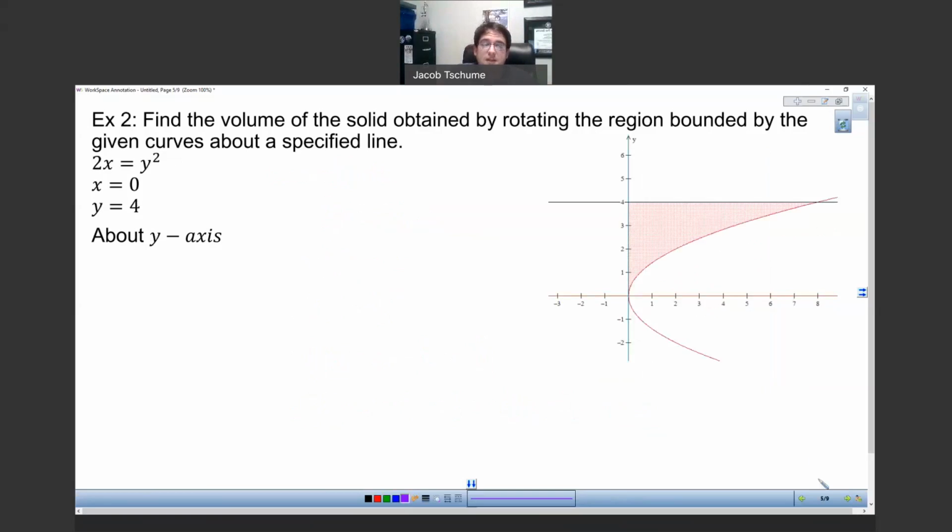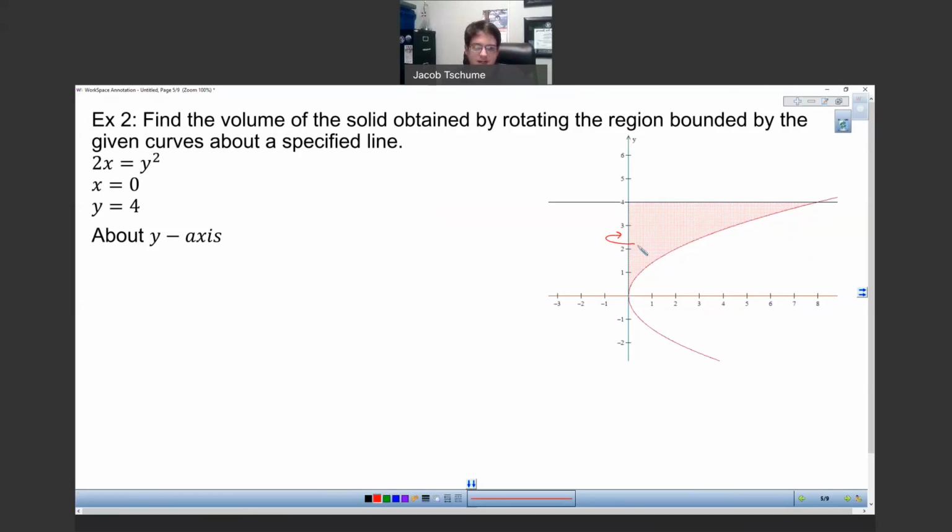Now the disk method can also be used around the y-axis, so let me show you an example of that. So this time you're given the function 2x equals y squared, bounded by x equals 0 and y equals 4, which generates this red shaded region. And this time we want to rotate this region around the y-axis.